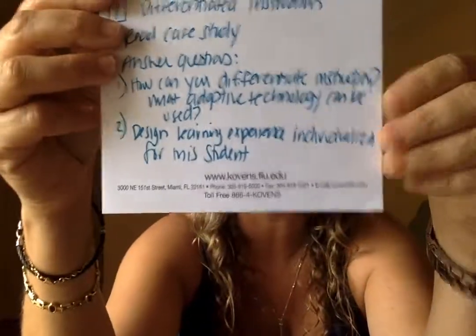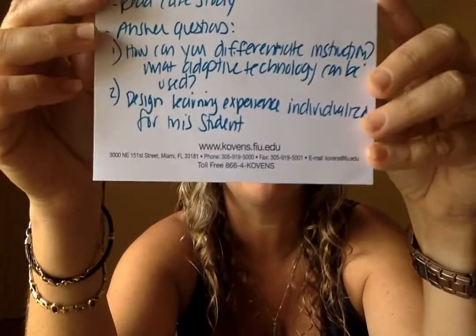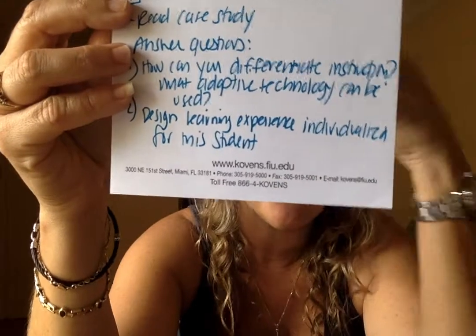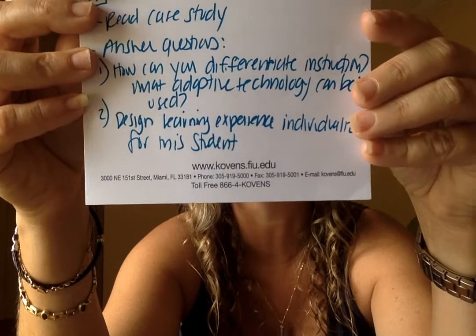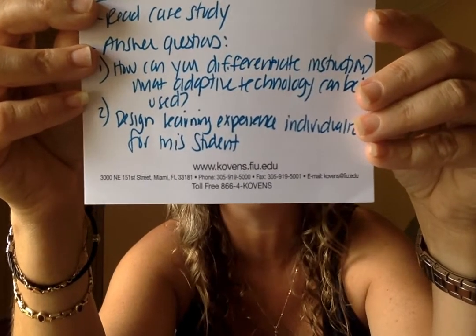So you are going to, how can you differentiate instruction for this student, and what adaptive technology could you use? And then you're going to design a learning experience or unit to help the student above improve his writing skills using differentiated instruction. So I'm expecting that the learning experience is going to be targeting the areas of need that the student has, the areas that need extra support, and then you can integrate assistive technology into that learning experience as well. And you're going to turn that into Dropbox.